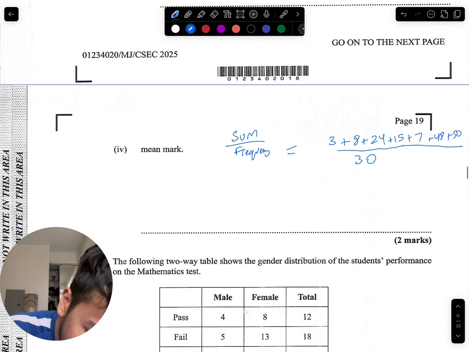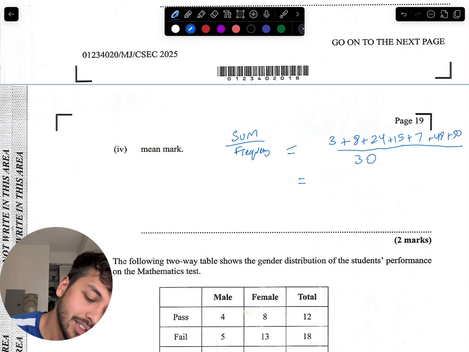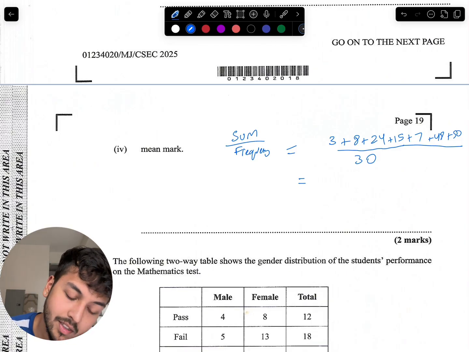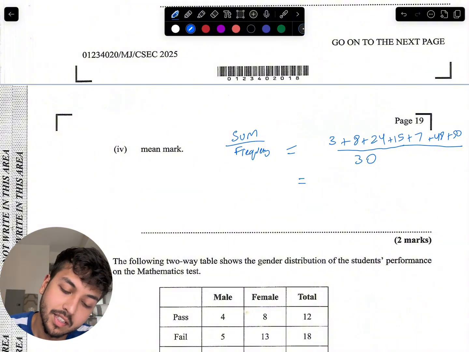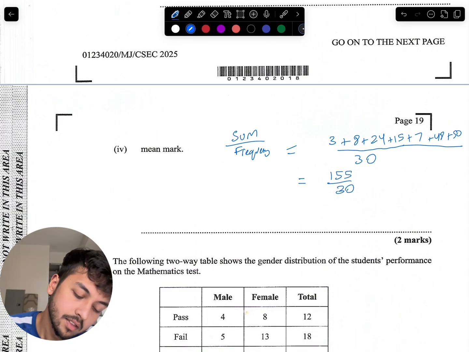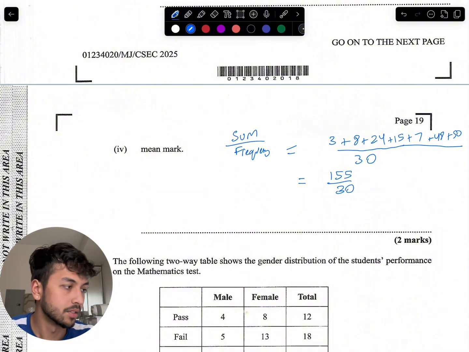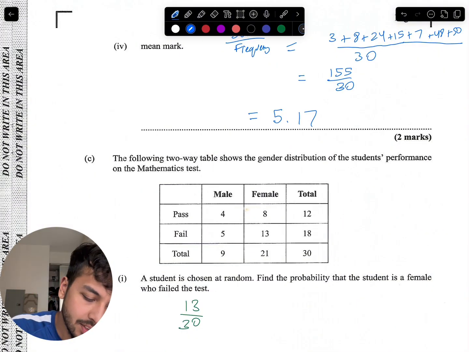So in this case, we'll get 3 plus 8 is 11, plus 24 is 35, and 15 is 50, 57, plus 50 is 107, 147, 155. So you get 155 over 30. Right, so that will be the mean mark. So whatever that is when you calculate it, that will give you 5.17.